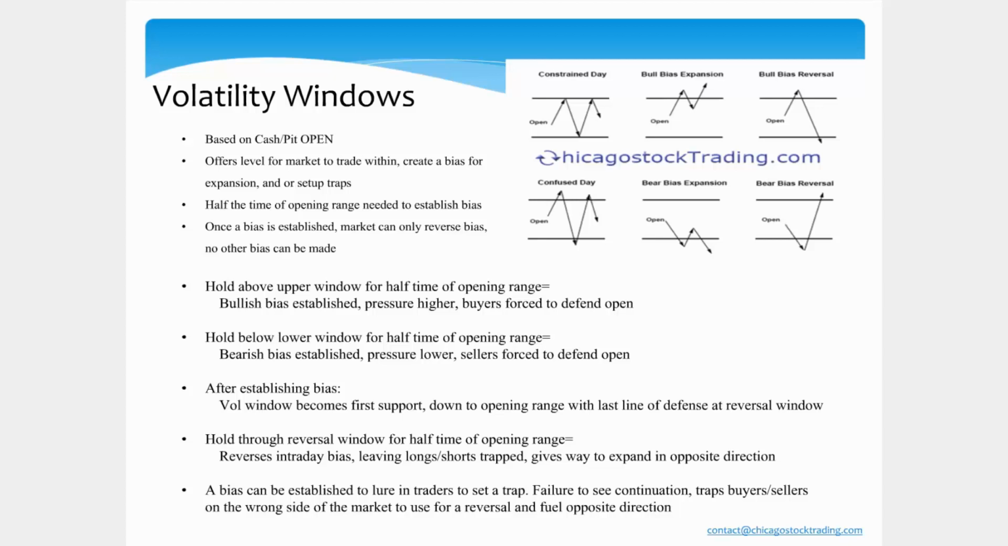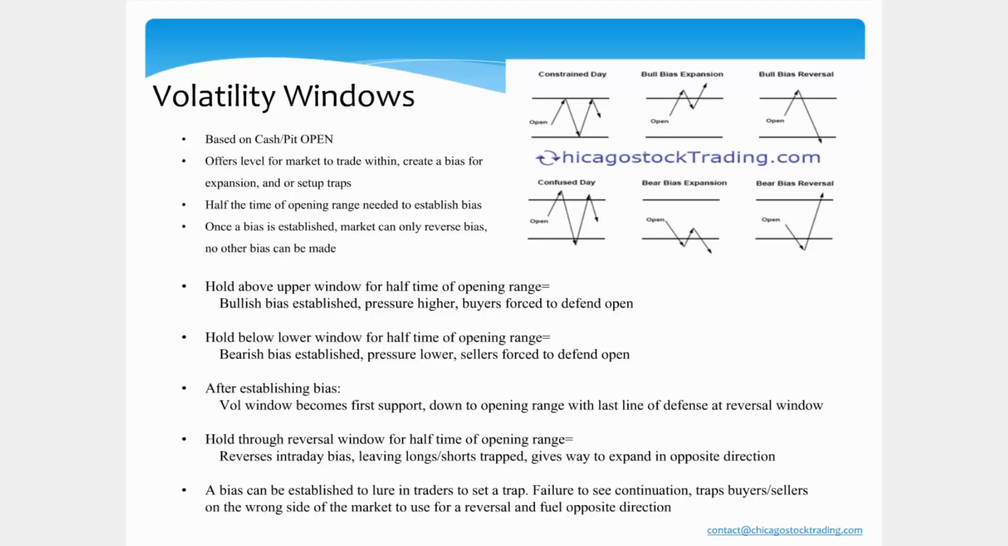And the same thing with the lower volatility window. If it breaks below the lower window, it establishes a bearish bias. Sellers are forced to defend rallies to the open. And in order to trap the sellers, you've got to get through the opening range to trap those shorts. So after establishing a bias, the volatility window becomes the first level of support or resistance for the bias to be defended down to the opening range. And the last line of defense is that reversal window to hold the bias for the day.